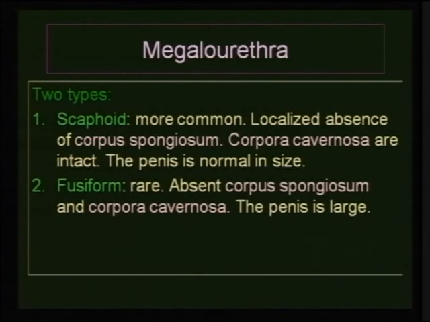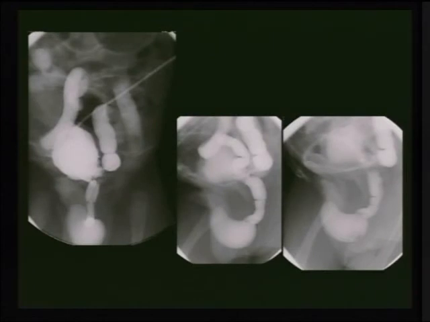Megaurethra. Megaurethra is due to defects which can happen in the corpus spongiosum or corpora cavernosa. If it is only the corpus spongiosum, it will have a scaphoid picture. If the corpus spongiosum and both corpora cavernosa are missing, you will have a megaurethra of a fusiform appearance. This megaurethra has a scaphoid picture, and this one has a fusiform picture.